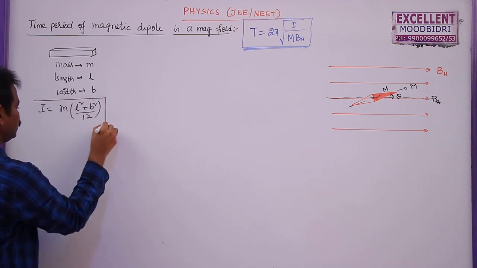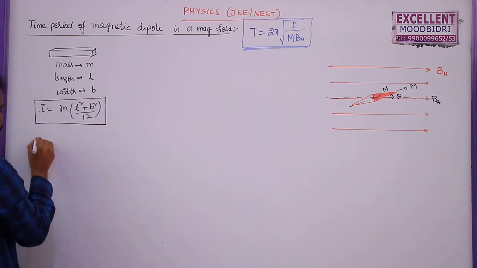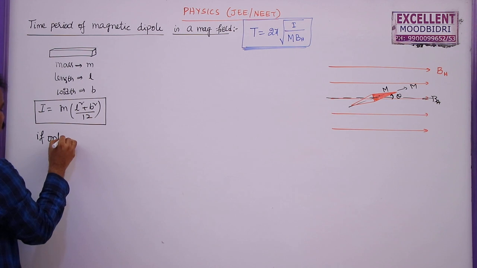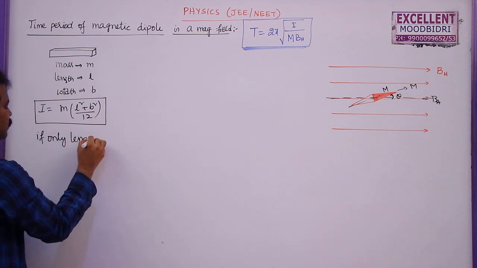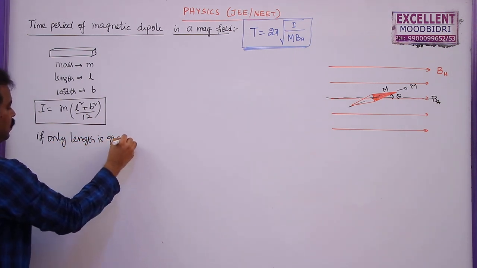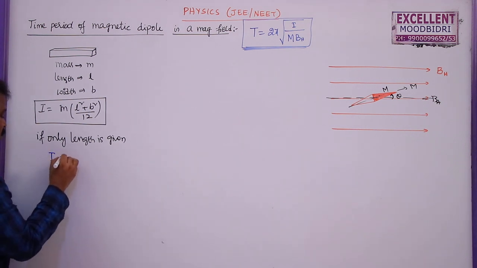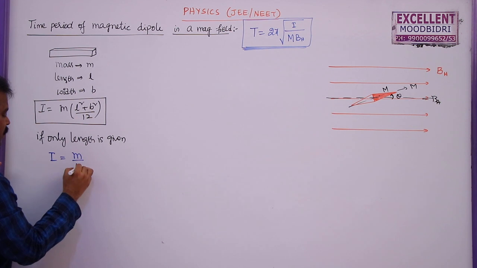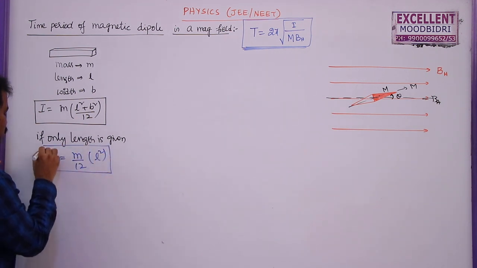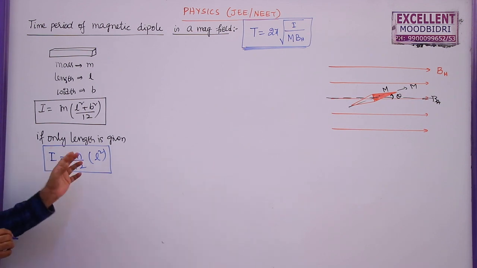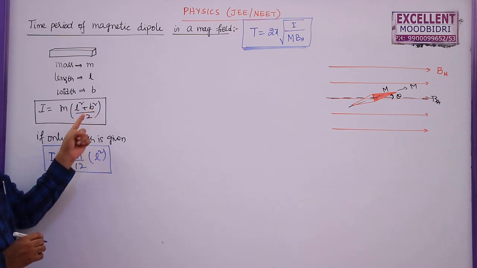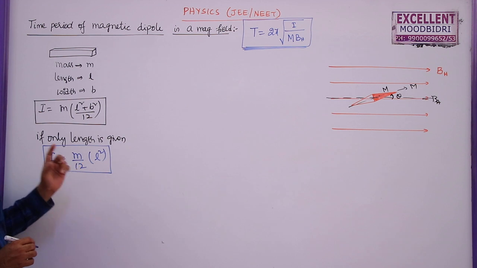So the moment of inertia, if width is not considered, if only length is given, please remember, very important point. The moment of inertia is generally taken as m by 12 into L square only. So whenever width is not mentioned in any problem, don't consider width, you just compare width as 0 and the remaining term will become m by 12 L square.